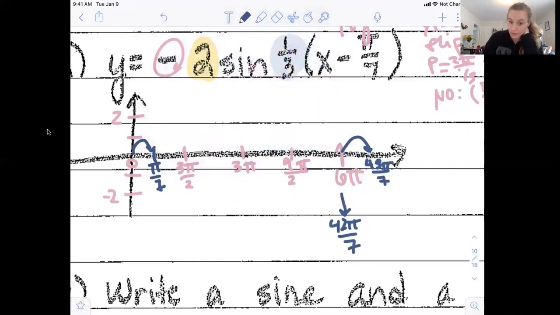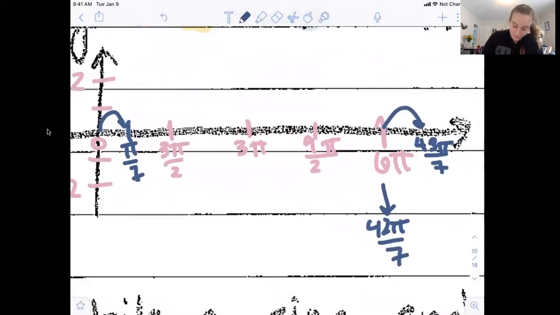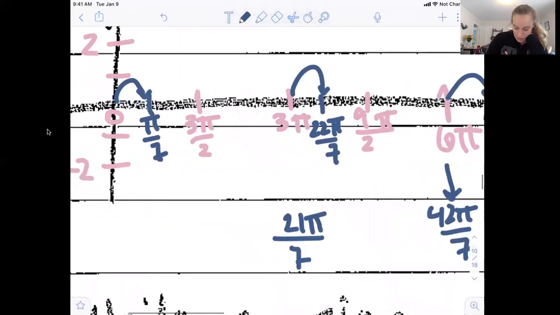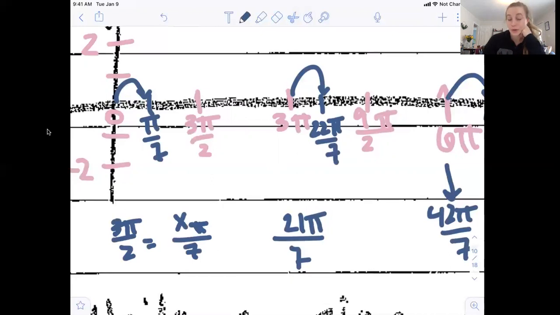I'm adding 1/7 to everything. Adding it to 3 won't be that hard. So 3 pi becomes something over 7, which is 21 pi over 7. That becomes 22 pi over 7. Okay. Now I got to do the fractions, which I don't want to do, but we're going to do them anyway. So if I've got 3 pi over 2 equals something pi over 7, we can just set up a little proportion and solve that. I'm sure I could reason my way through it, but I'd rather do some math.